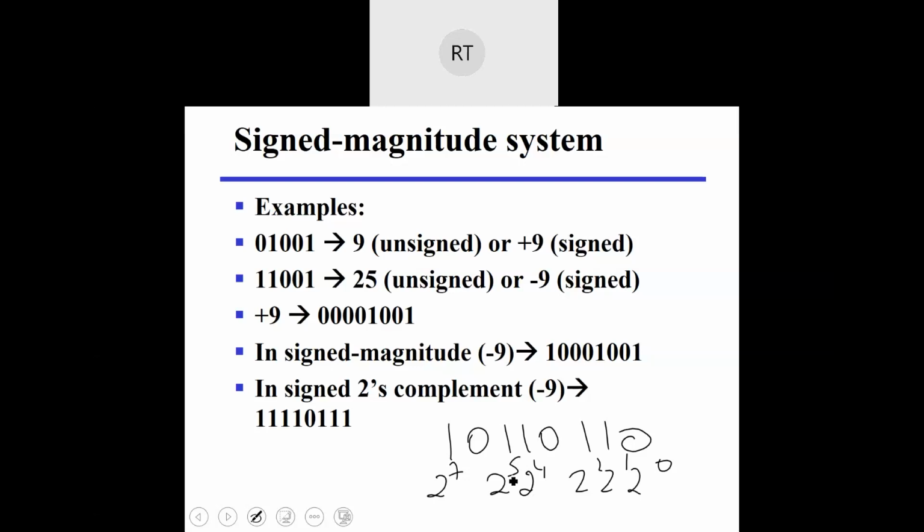Whereas if this is a signed number, this is going to be minus a value. So it makes a big difference. Okay? Clear?